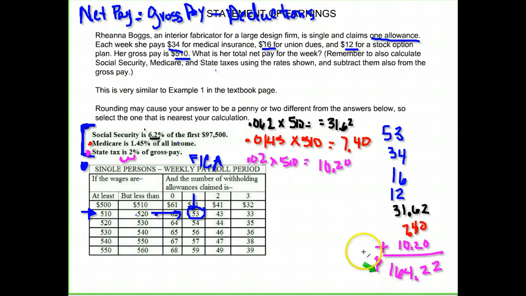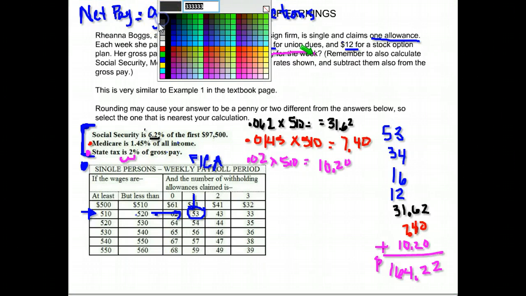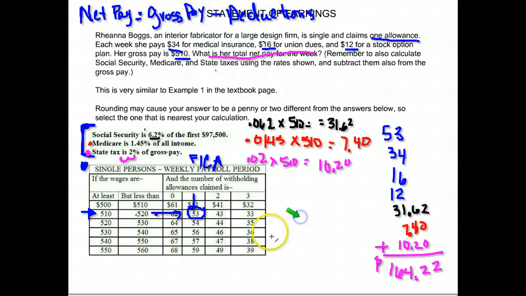Okay, that's what's being deducted from her pay. They want to know what is the total net pay for the week. And again, net pay is your pay that's left after you remove the deductions.